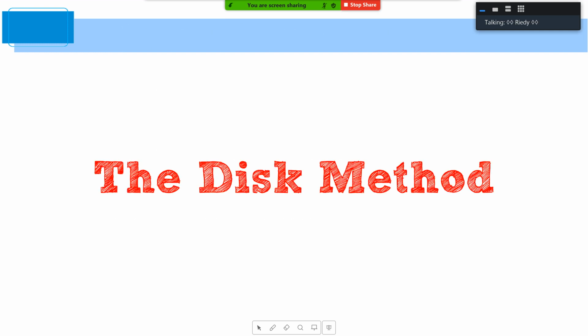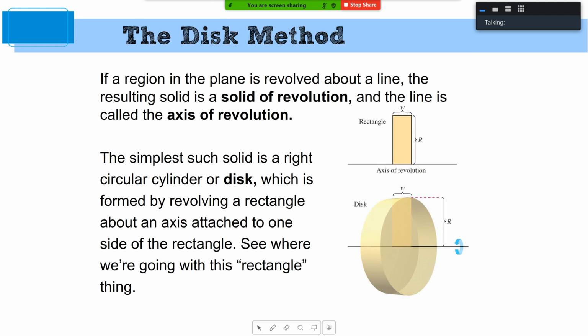Just skip that. Okay, so the disk method. Here we go. So let's talk about some terminology. I already mentioned the solid of revolution. And that is a three-dimensional figure we get by revolving some two-dimensional figures. So in this case, I'm revolving a rectangle. And when I revolve a rectangle about its axis of revolution, I get a circular cylinder, commonly referred to as a disk.